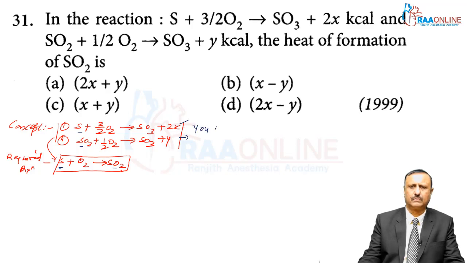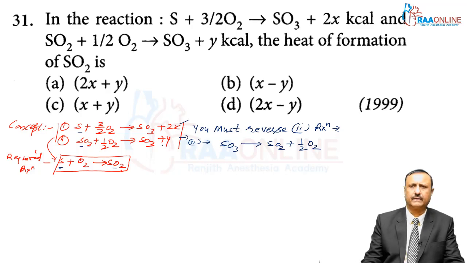You must reverse the second reaction. So, my dear students, when you reverse this second reaction, you get SO3 to give SO2 plus half O2. When you reverse this section, then this Y kilocalorie is also reversed. It is converted to minus Y kilocalories.